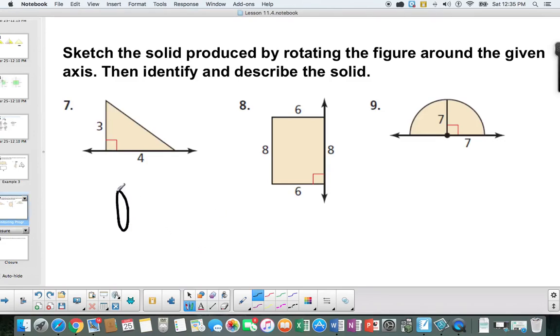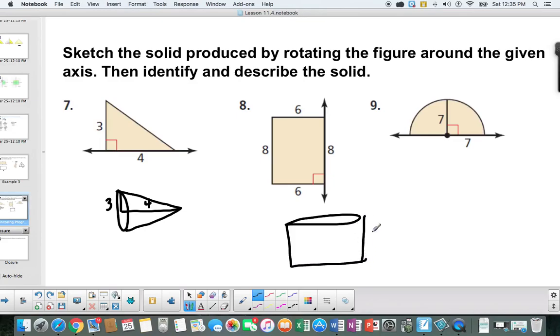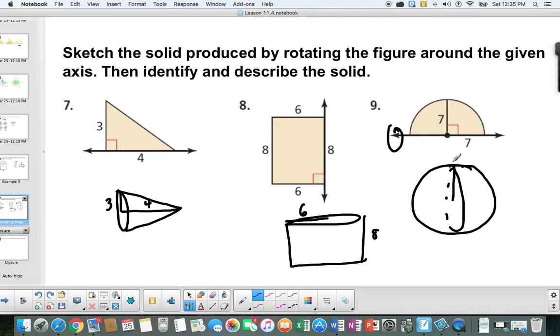And this is the answer. This is going to be a cone, and it looks like the height will be 4 and the radius will be 3. This is going to suggest a cylinder, and the height will be 8, and it looks like the radius for the circle will be 6. Now when we revolve around here, this is going to suggest a sphere. And the radius of that sphere is going to be 7.